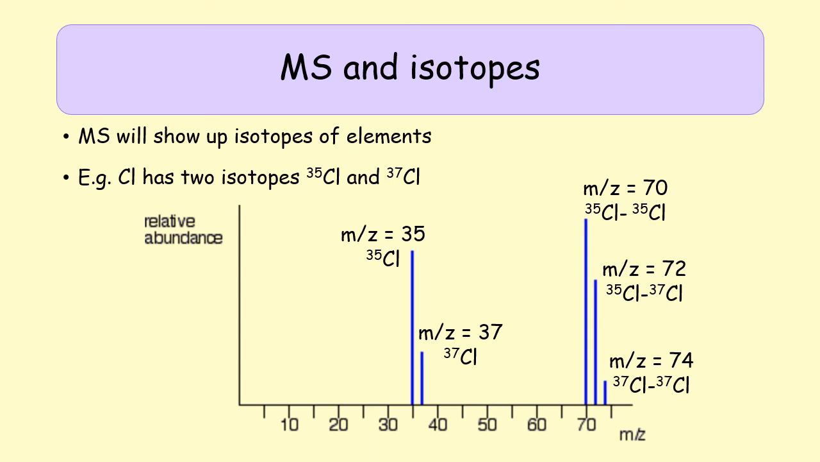The part on the left-hand side, 35 and 37, that actually is what you can use to work out the relative abundance of chlorine 35 and chlorine 37. There's much more 35 than 37, which then explains why, when we're looking at the molecular ions, the one at 70 is the largest. So just be aware that when it comes to mass spectrometry, if it is an element that definitely has isotopes, you will actually get a range of signals for the molecular ion.